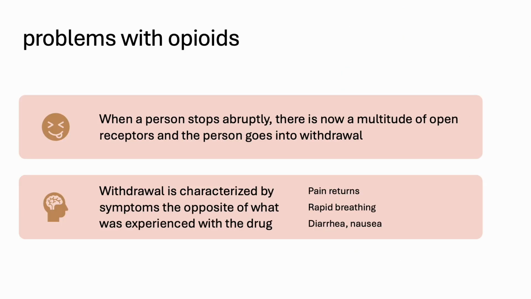What happens if you stop taking the medicine all at once? Now you have a whole lot more receptors than you had before you started the medicine, and you go into withdrawal. Withdrawal means that you're going to experience the symptoms that are the exact opposite of what you experienced with the drug. The pain comes back, you might breathe rapidly, you might feel fear or paranoia, and if you had constipation, you'll probably get diarrhea, and the nausea likes to hang around either way.